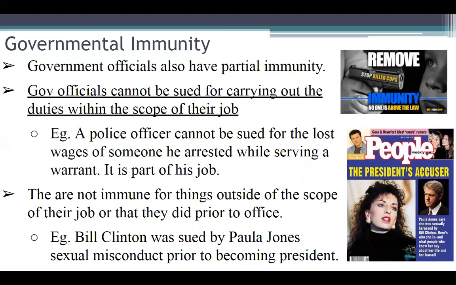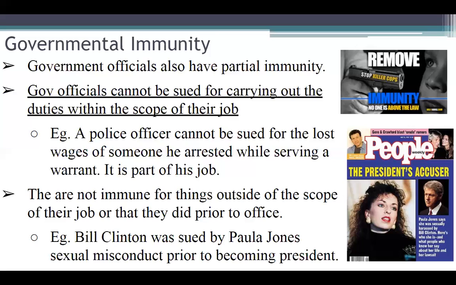Then there's different levels of governmental immunity, right? So government officials cannot be sued for carrying out their duties as long as it is within the scope of their job. Now, let's say that an officer or a government official is doing something outside the scope of their job, then yes, they can be sued for whatever, right? So, for example, if a tax collector goes drinking and drives his car into a light post, he does not have governmental immunity because he was not acting in the capacity of his job.